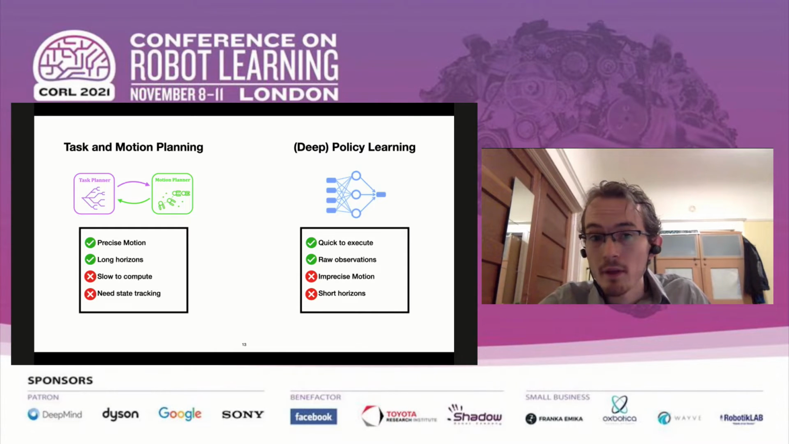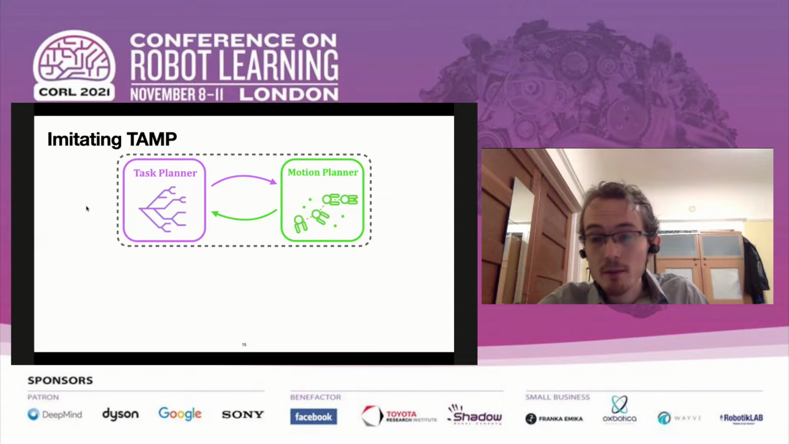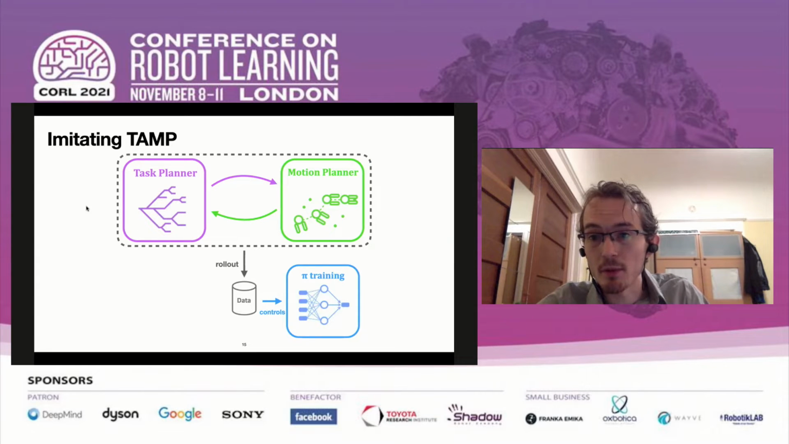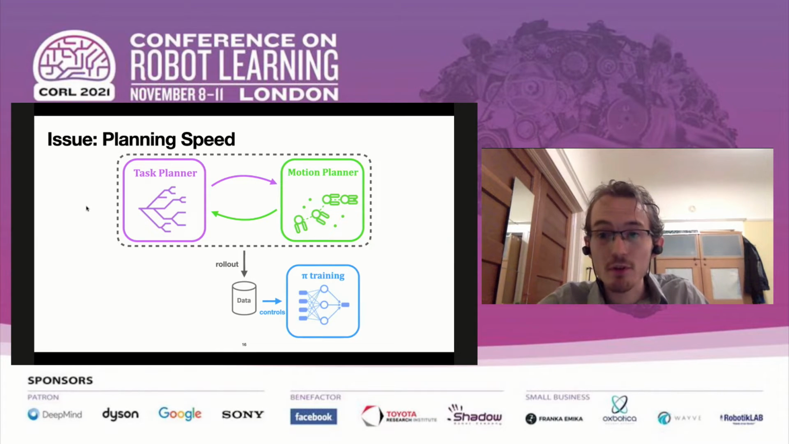This is where we come in. We propose a way to combine these two and get the best of both. What we're describing is imitating task and motion planning. And now that isn't as simple as that. The first thing we might hope to do is run our planner a bunch, collect some data, and use that as supervision for a policy. First issue is this is just going to take a long time. We've already said planning is slow. If we want to get enough data for supervision, we're going to be waiting a while.